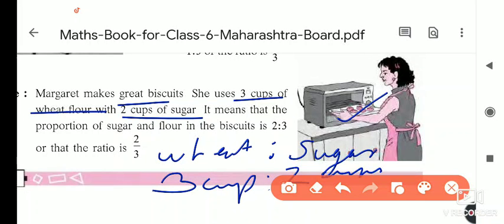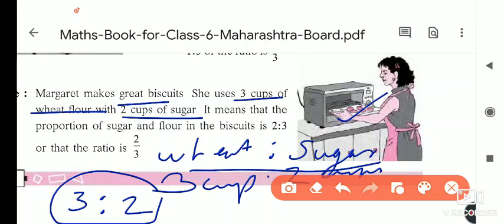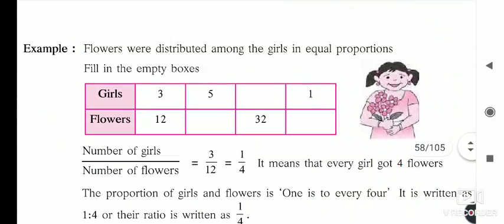2 cups. So how to write the wheat and sugar proportion? 3:2. Wheat is to sugar is equal to 3:2. And sugar is to wheat, how will we write? 2:3. So here we wrote wheat to sugar as 3:2. It means that the proportion of sugar and flour in the biscuit is 2:3, or the ratio is 2/3. In this way we speak about ratios.